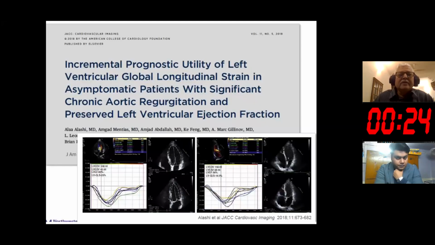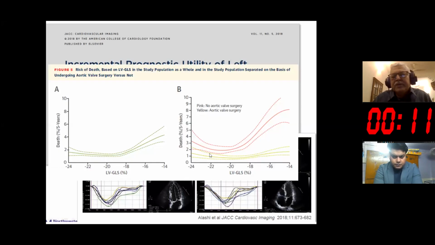And there is another study which shows the incremental prognostic utility of left ventricular global strain in patients with significant AR. They have used the cutoff point of 18.5%, and if you see, those patients who had a low strain and were operated did very well, whereas those who were on medical follow-up rapidly deteriorated once the strain dropped below 18%.